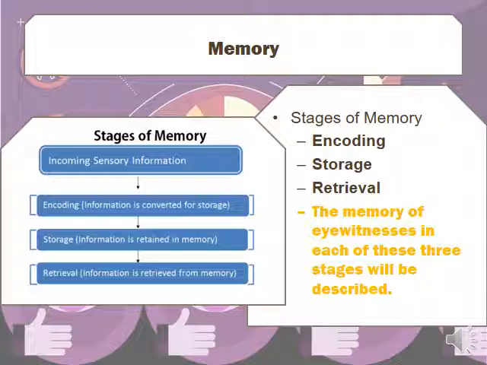So stages of memory: you have the incoming sensory information. The first one is encoding, in other words, information is converted for storage. Then from the storage portion, the information is retained in memory. And then from memory, it's sent to retrieval, in which your information is retrieved from the initial memory. So it primarily goes through these three stages.